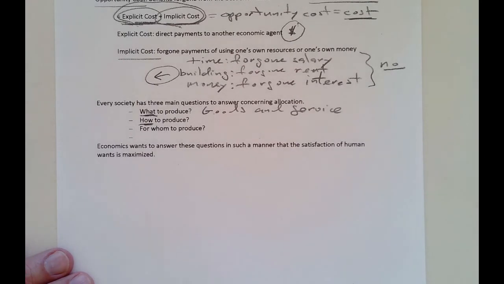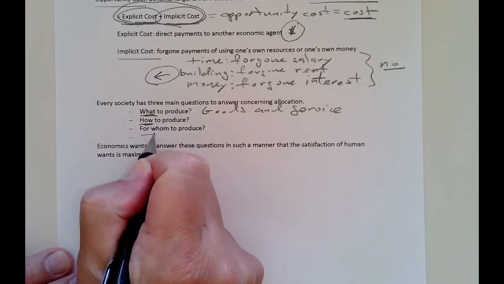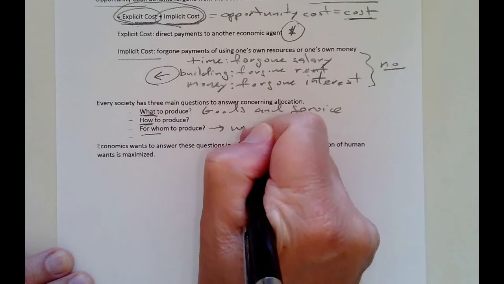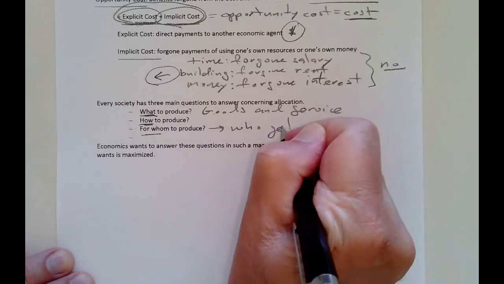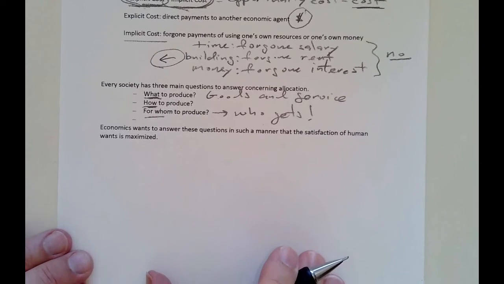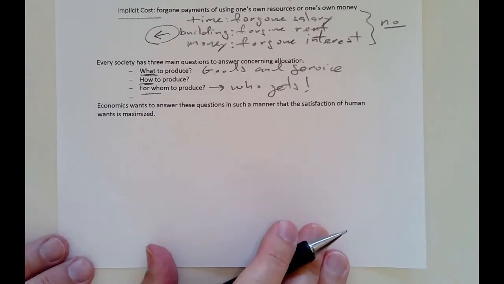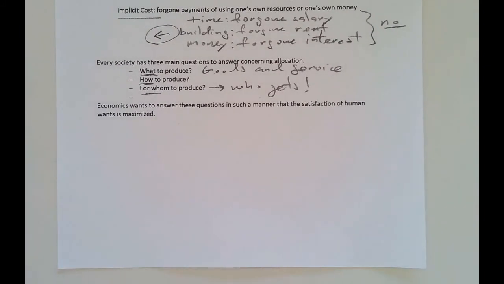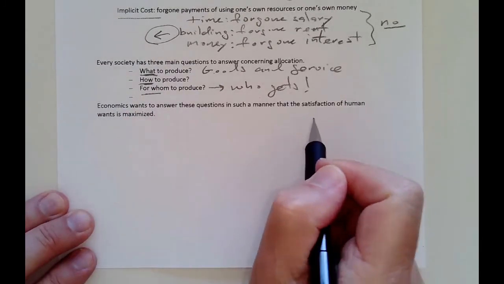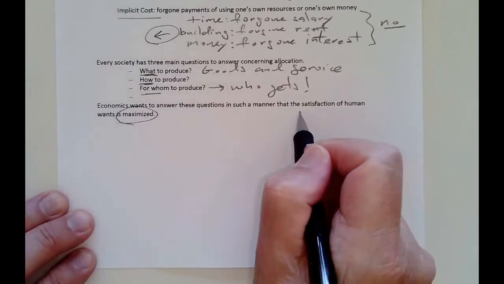And then the last one, which might be the most difficult one, is that after we produce all this nice stuff, who gets it? So essentially, who gets all this stuff? Now, economics, what we want to do is try to figure out a way for us to answer these questions in the most effective way. And again, we want to answer these 3 questions right here in such a way to maximize, again, the satisfaction of human wants.